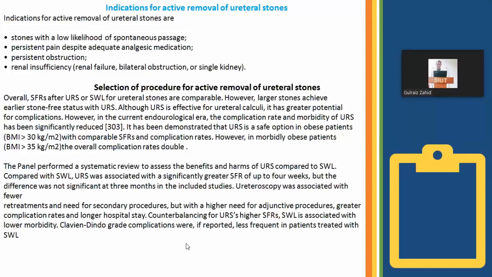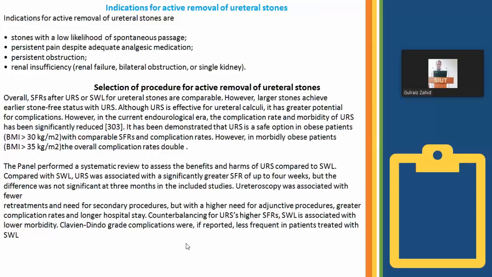It has been demonstrated that URS is a safe option in obese patients, BMI greater than 30 kg/m², with comparable SFRs and complication rates. However, in morbidly obese patients, BMI greater than 35, the overall complication rates double. The panel performed a systematic review to assess the benefits and harms of URS compared to SWL. Compared with SWL, URS was associated with a significantly greater SFR of up to 4 weeks, but the difference was not significant at 3 months in the included studies.